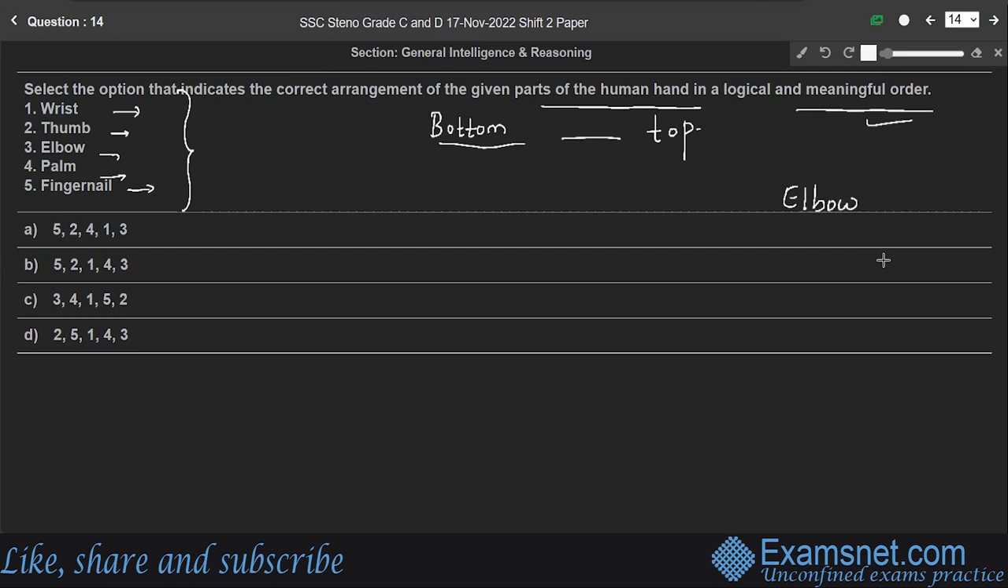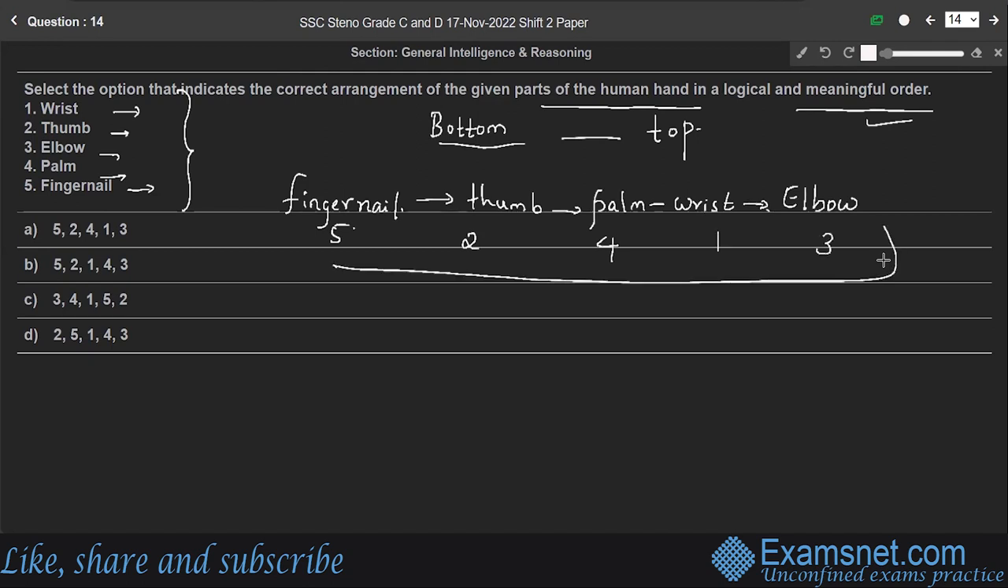So here, the bottommost is the fingernail. After fingernail, we can take thumb. After thumb, we can take palm. After that, wrist. And at last, elbow can be taken. So in the given order, fingernail is the fifth part and thumb is second one, palm is fourth, wrist is first one, elbow is third one. So these parts can be arranged in a meaningful order like 5, 2, 4, 1, 3. So option A is the right answer. It's the proper arrangement of the given parts, from bottom to top, option A.